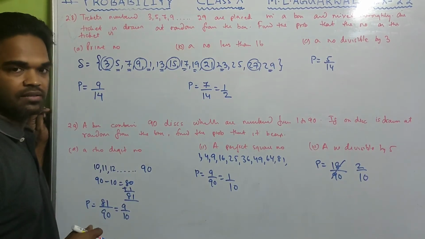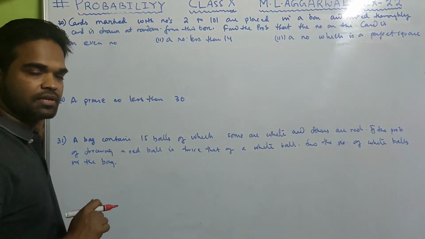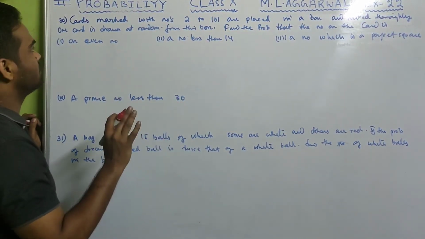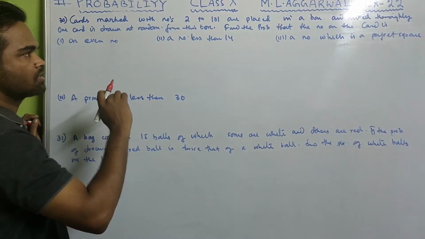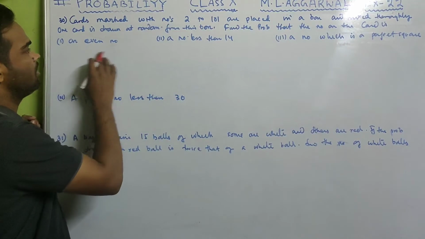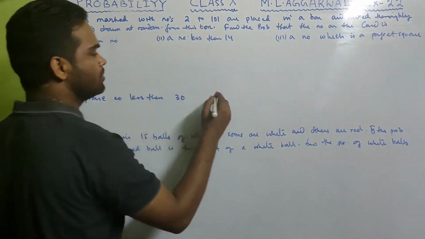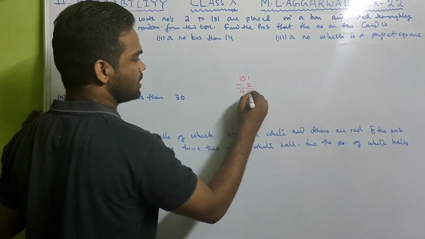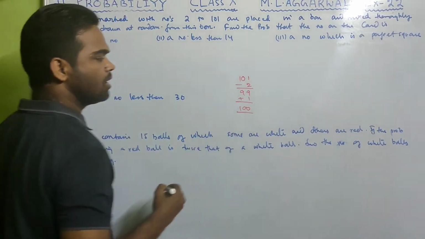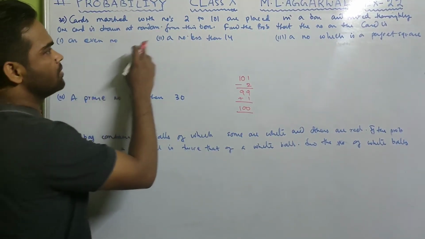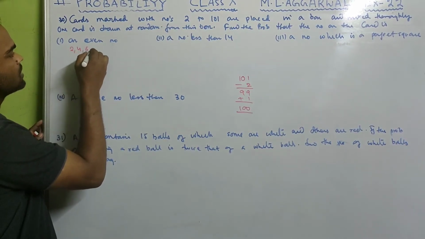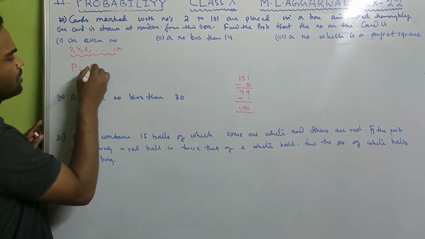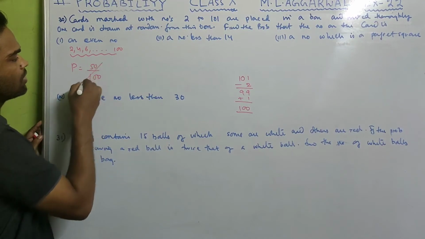Done. Now let us look at the next sum. Look at number 30. Cards marked with numbers 2 to 101 are placed in a box and mixed thoroughly. One card is drawn at random from this box. Find the probability that the number on the card is an even number first of all. See how many possible outcomes are there? 101 minus 2, that's 99 plus 1. 100 possible outcomes, isn't it? Even numbers will be 2, 4, 6, dot, dot, dot, till 100, which means there will be 50 even numbers. So probability will be number of favorable outcomes by total outcomes, that's 1 by 2.